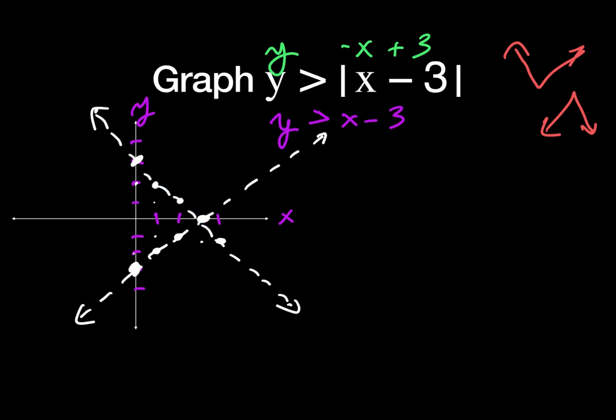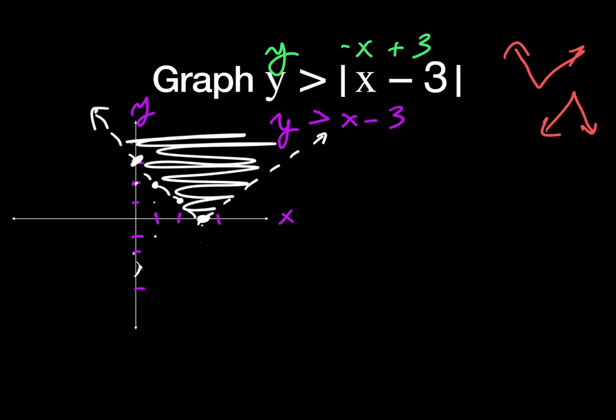which means this down here is not part of the graph. And then I would go, all right, greater than, y is bigger than whatever this is. Bigger than means it would be shaded up above in that zone.